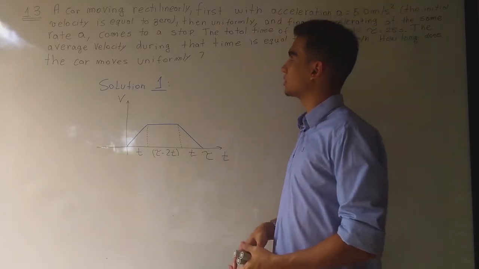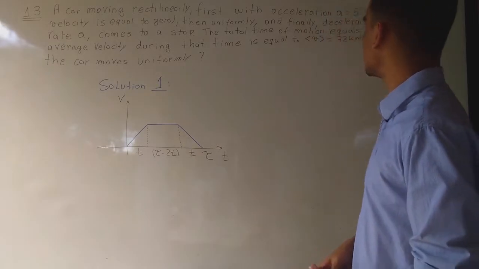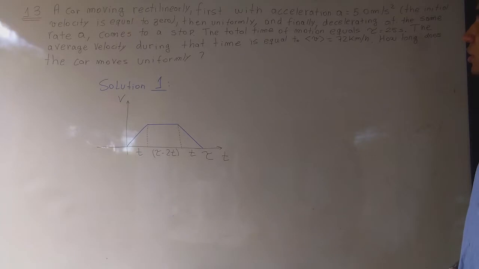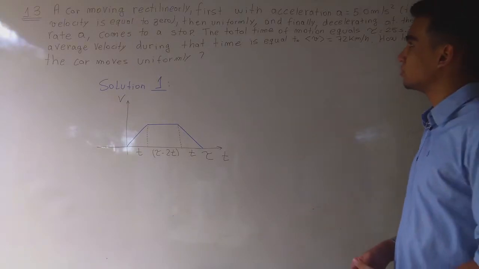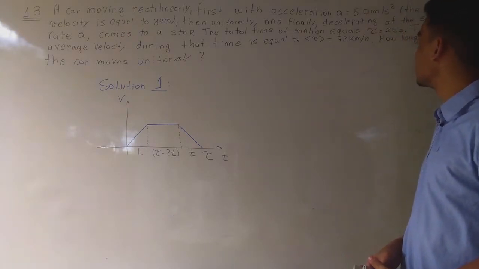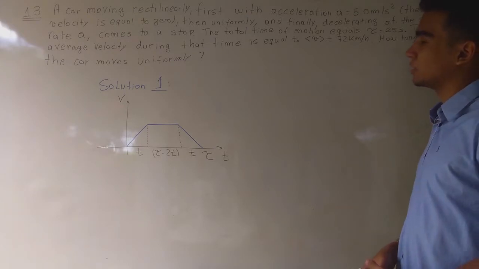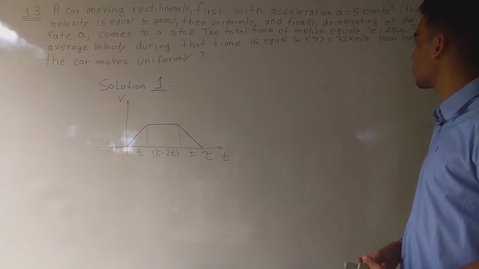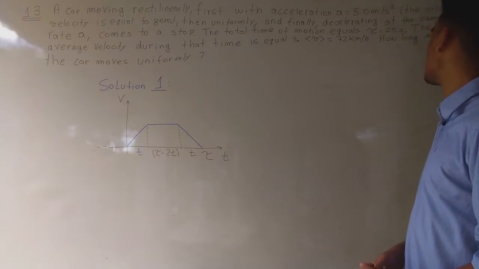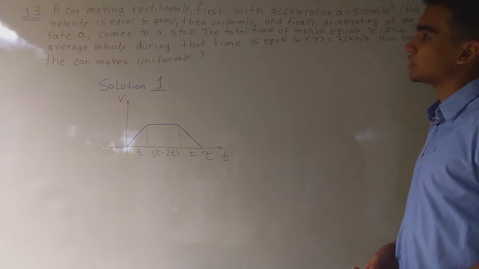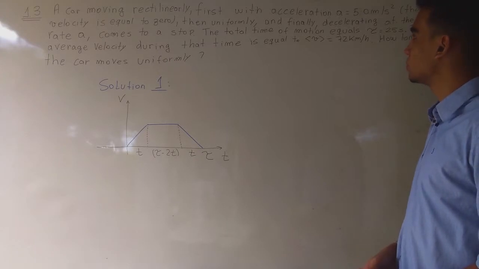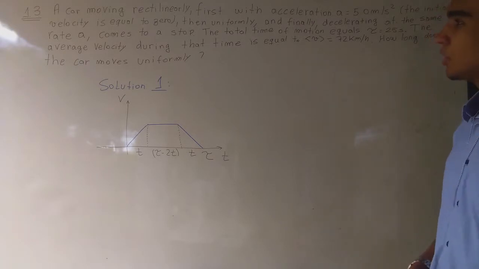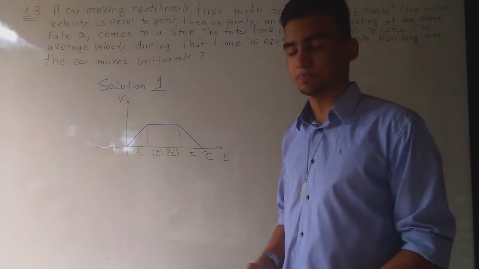A car moving rectilinearly, first with acceleration a equals 5 meters per second squared, the initial velocity equal to 0, then uniformly, and finally decelerating at the same rate a, comes to a stop. The total time of motion equals tau equals 25 seconds. The average velocity during that time is equal to 72 kilometers per hour. How long does the car move uniformly?